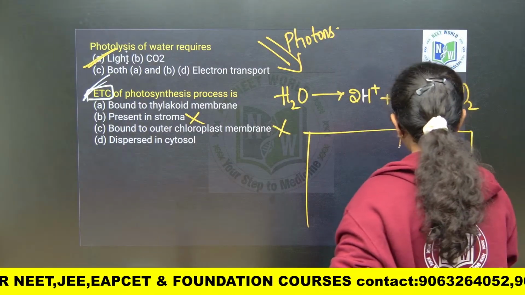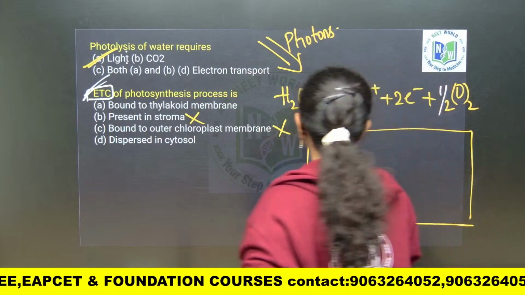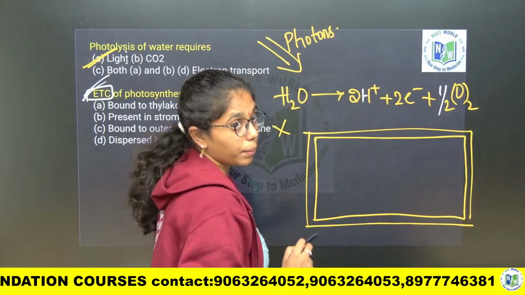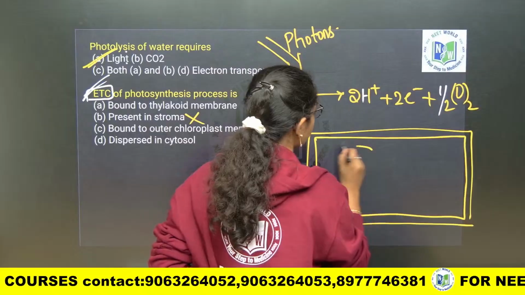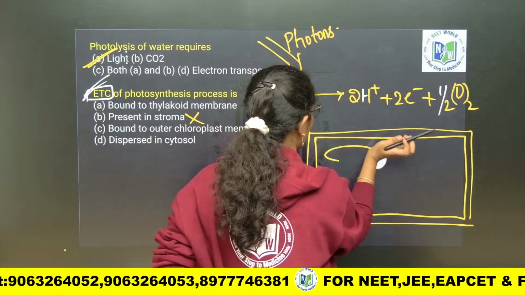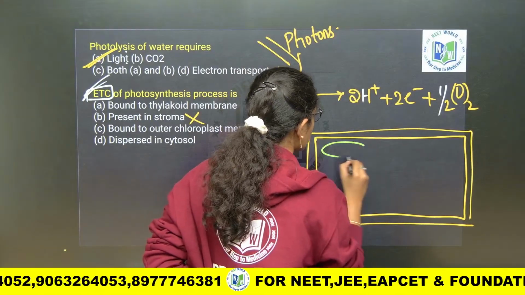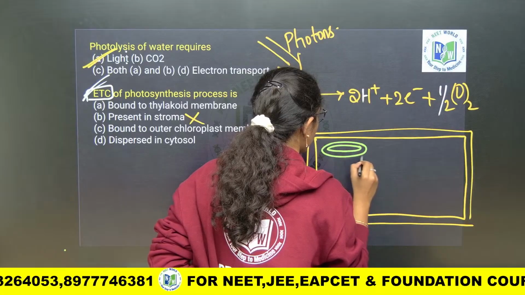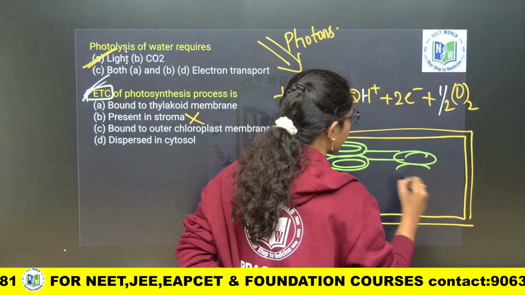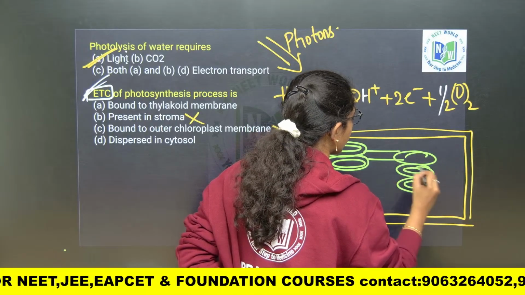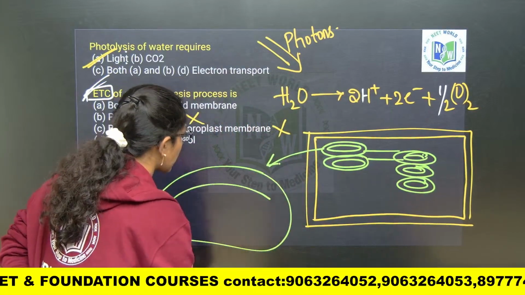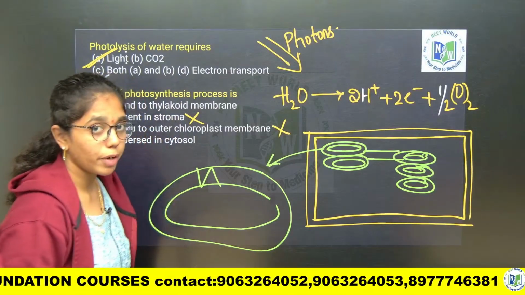If this is the chloroplast, we all know the chloroplast is a double membrane bound organelle. Inside a chloroplast, membranous sac-like structures are present. These membranous sac-like structures are connected through stroma lamellae. Fine. So, if I take one thylakoid membrane, over this thylakoid membrane, the Z scheme will operate.